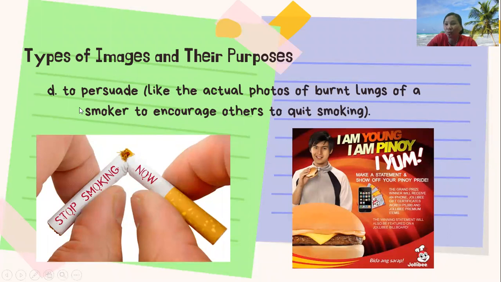And letter D, to persuade. When we say persuade, this encourages you to do something, like the actual photos of burnt lungs of smokers to encourage others to quit smoking. Here we have a real picture of a cigarette being broken, and it says stop smoking now. So this is persuading us, encouraging us to do a great thing, of course, to stop smoking. And this one is to persuade because it is encouraging us to buy a hamburger from Jollibee.